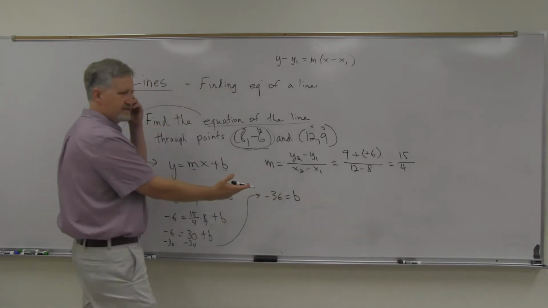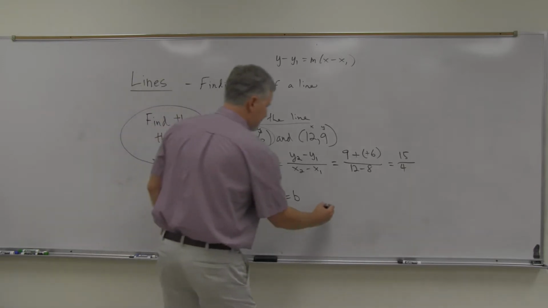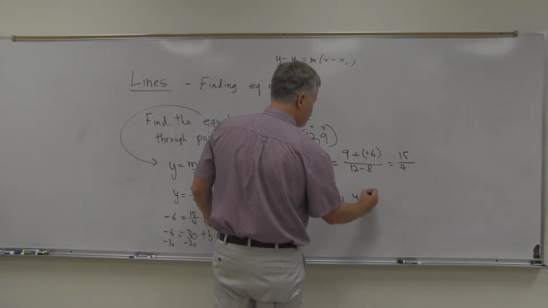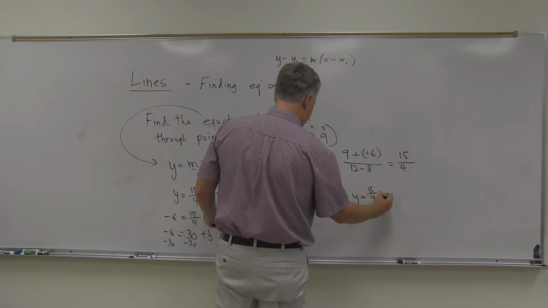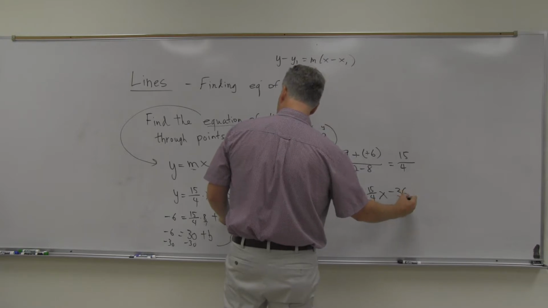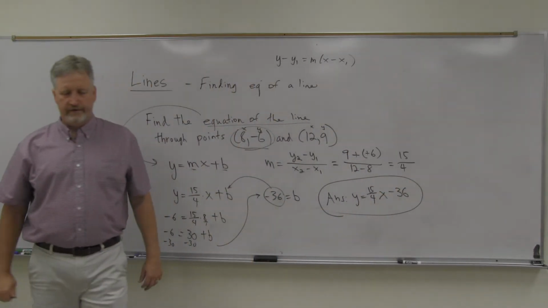And the only thing on this is, that's not the answer. The answer is plug that in for b. Our final answer is y equals 15/4 x, and then the b is negative 36. Right? Did I do that right? Yes. Okay.